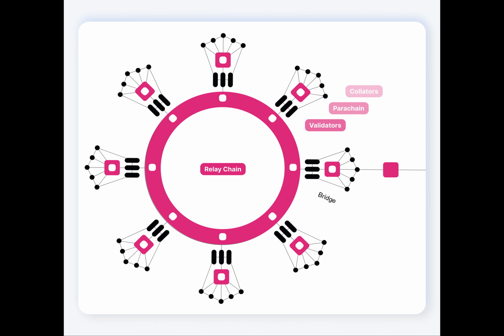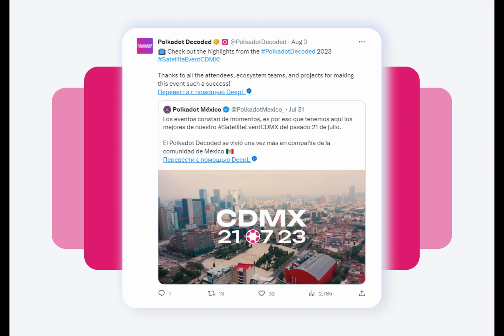DOT tokens are used for bonding in slot auctions to acquire parachain slots. Bonding involves dedicating tokens to the system for a certain time frame in exchange for maintaining a project in a parachain. The whole process is quite straightforward.